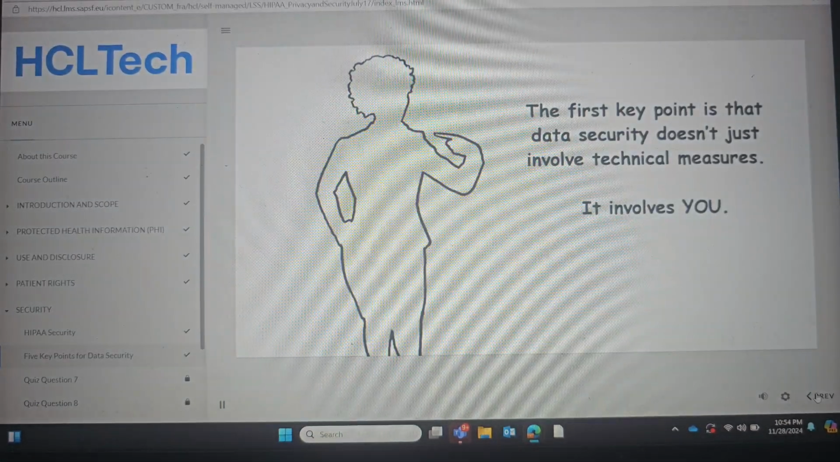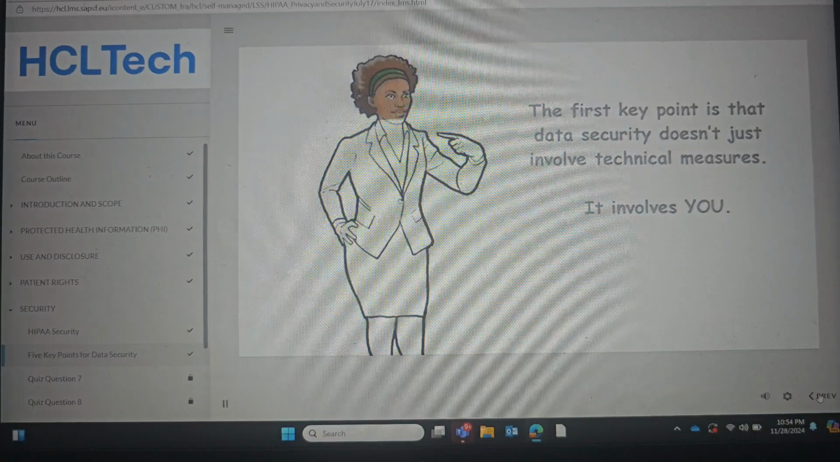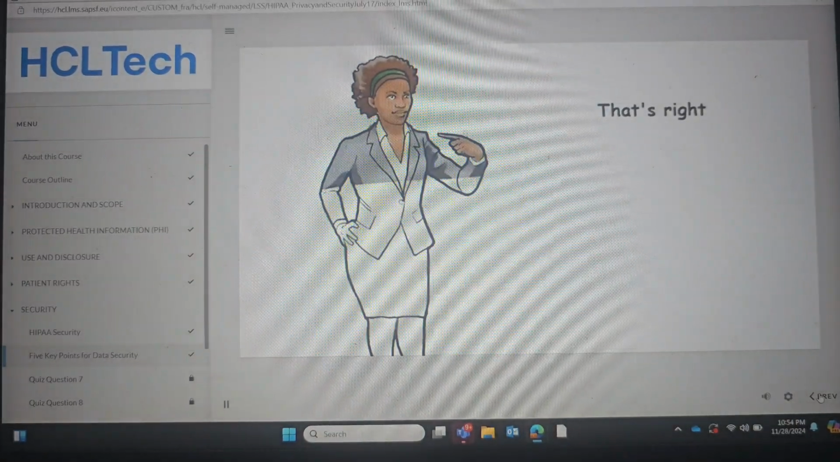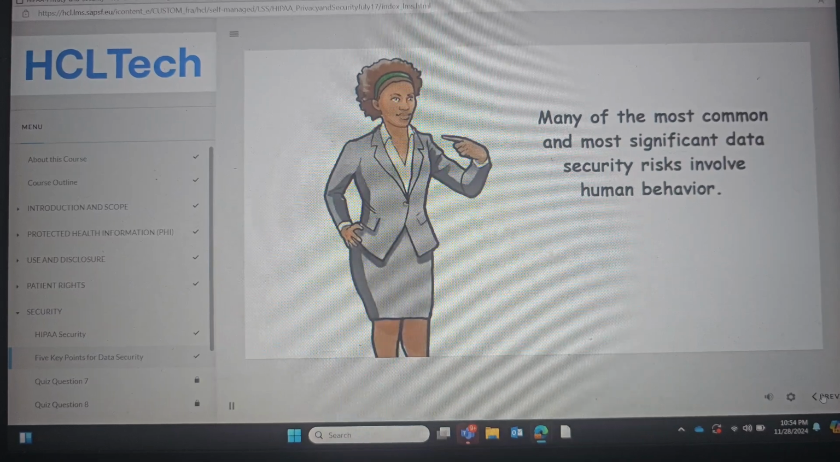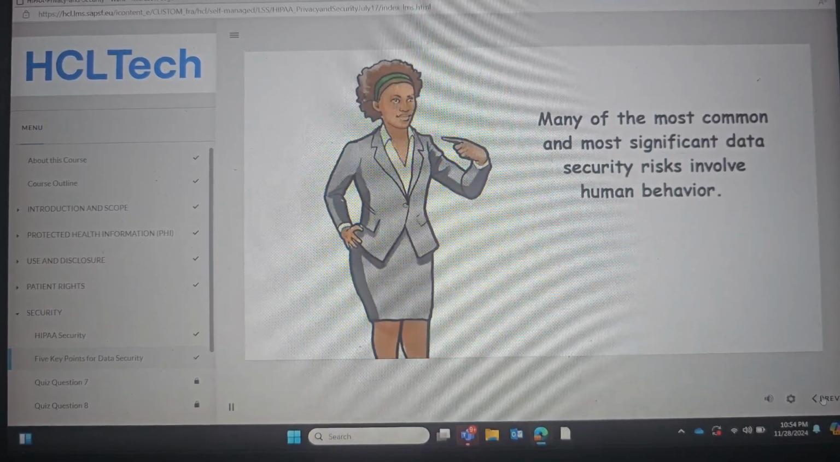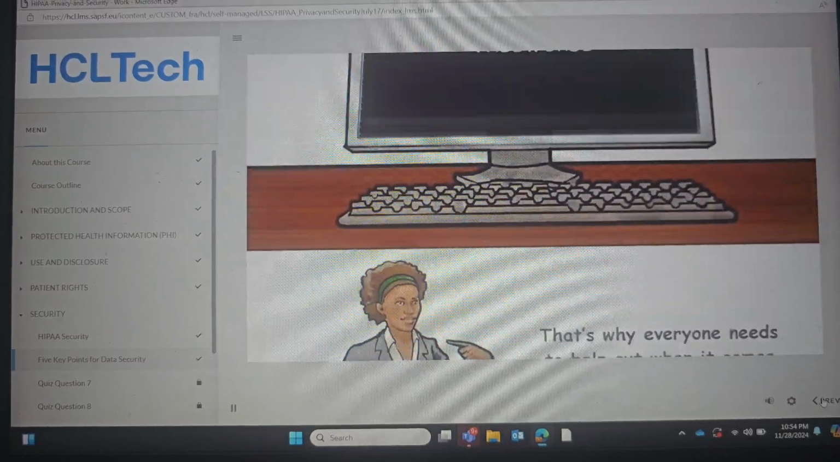The first key point is that data security doesn't just involve technical measures. It involves you. That's right, you. Many of the most common and most significant data security risks involve human behavior. That's why everyone needs to help out when it comes to data security.